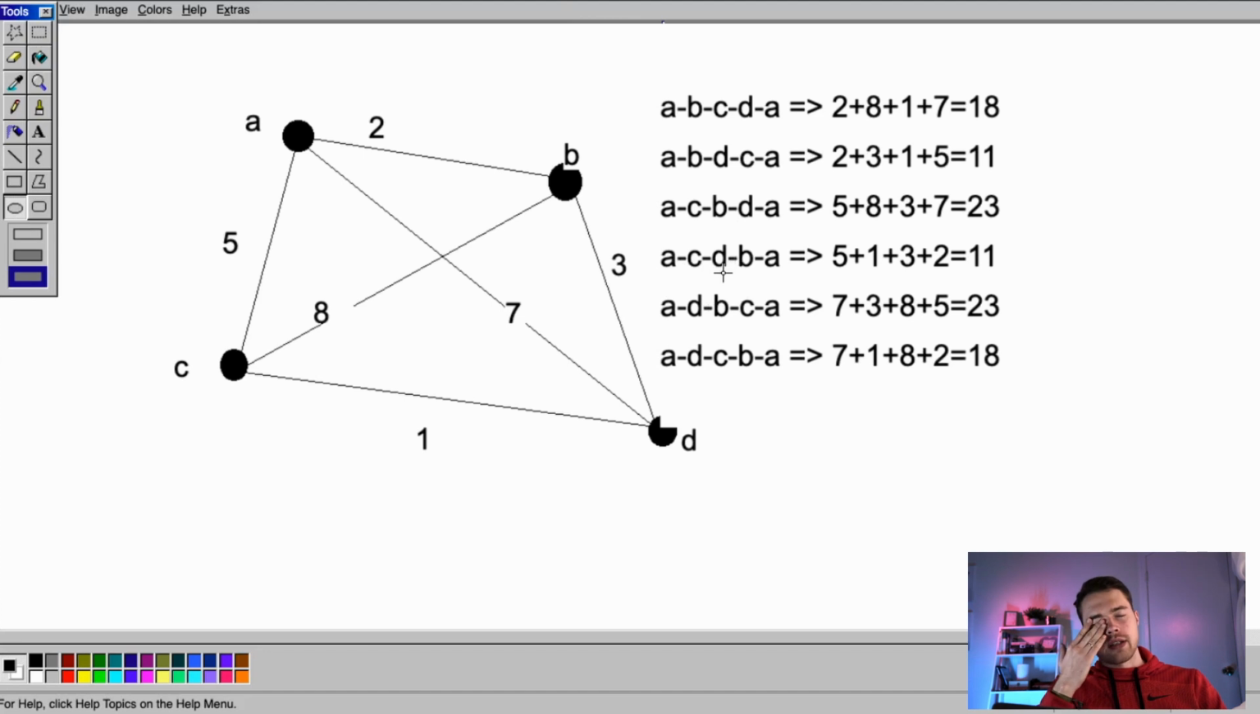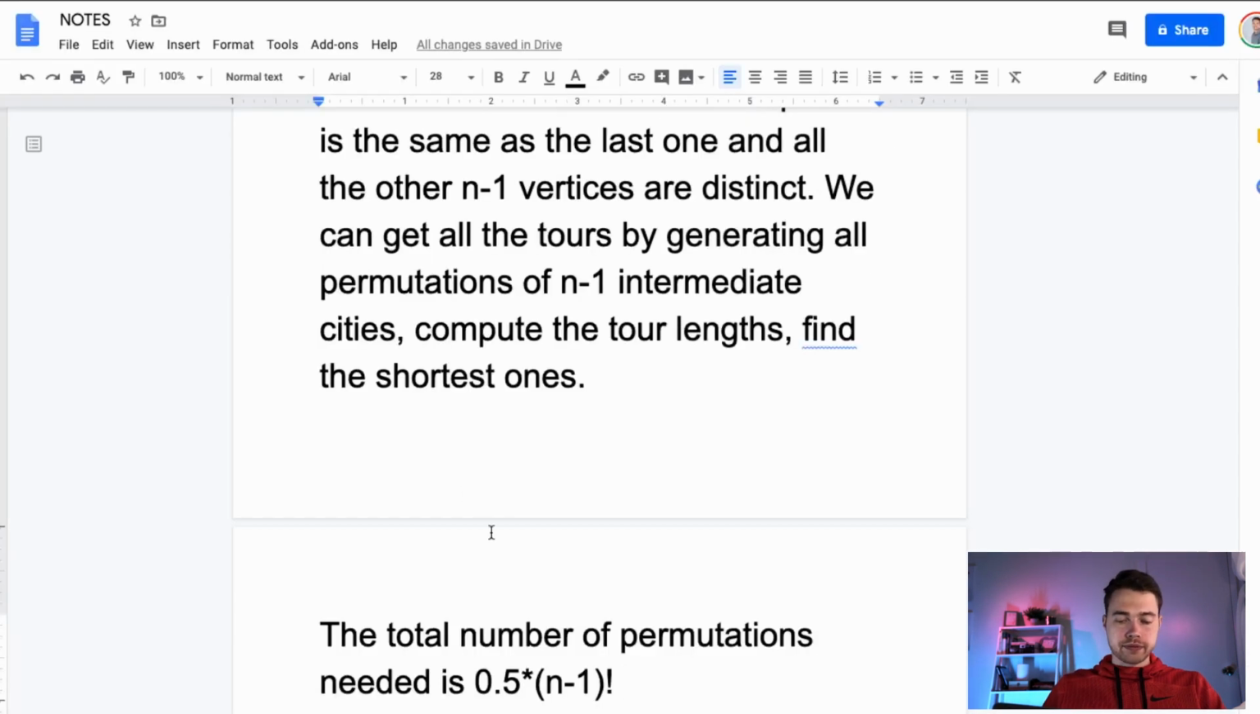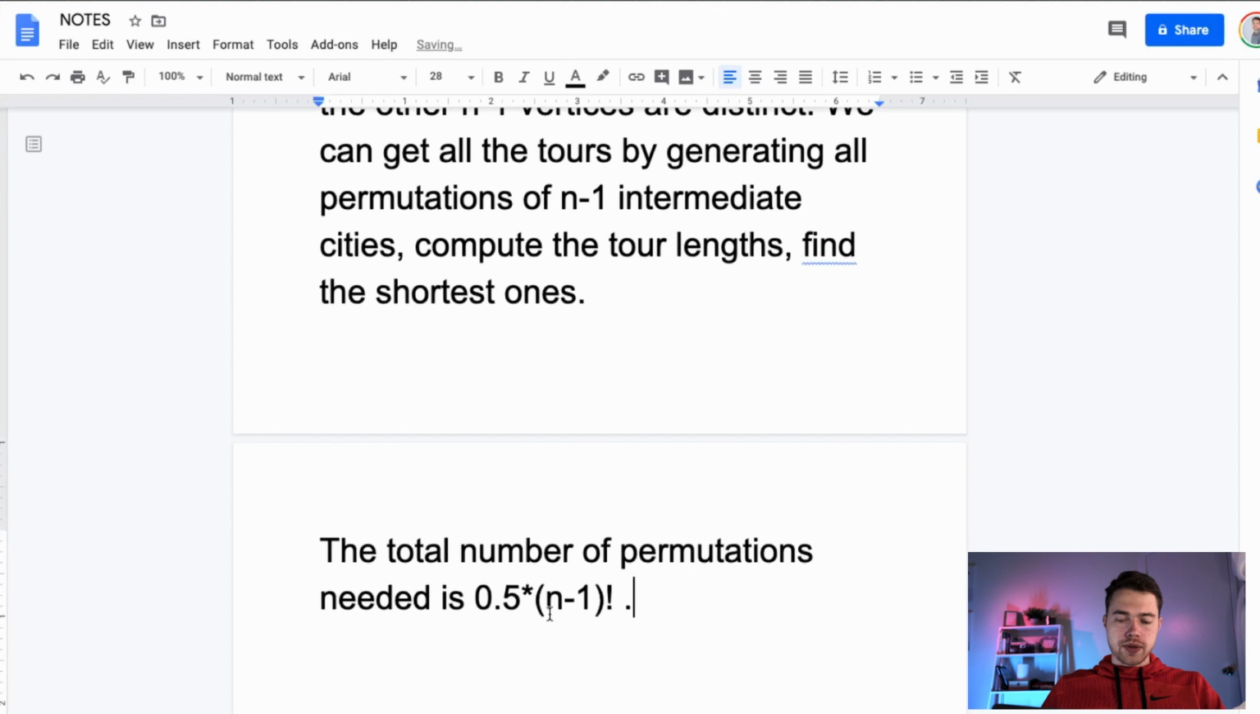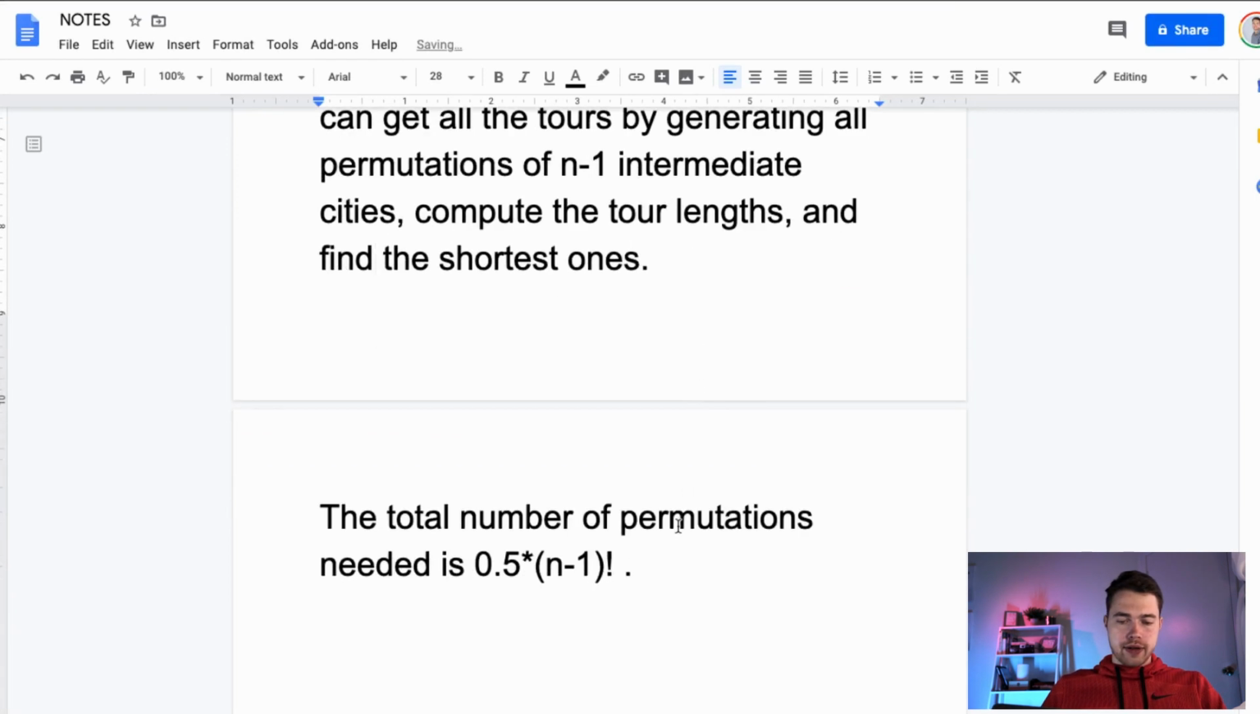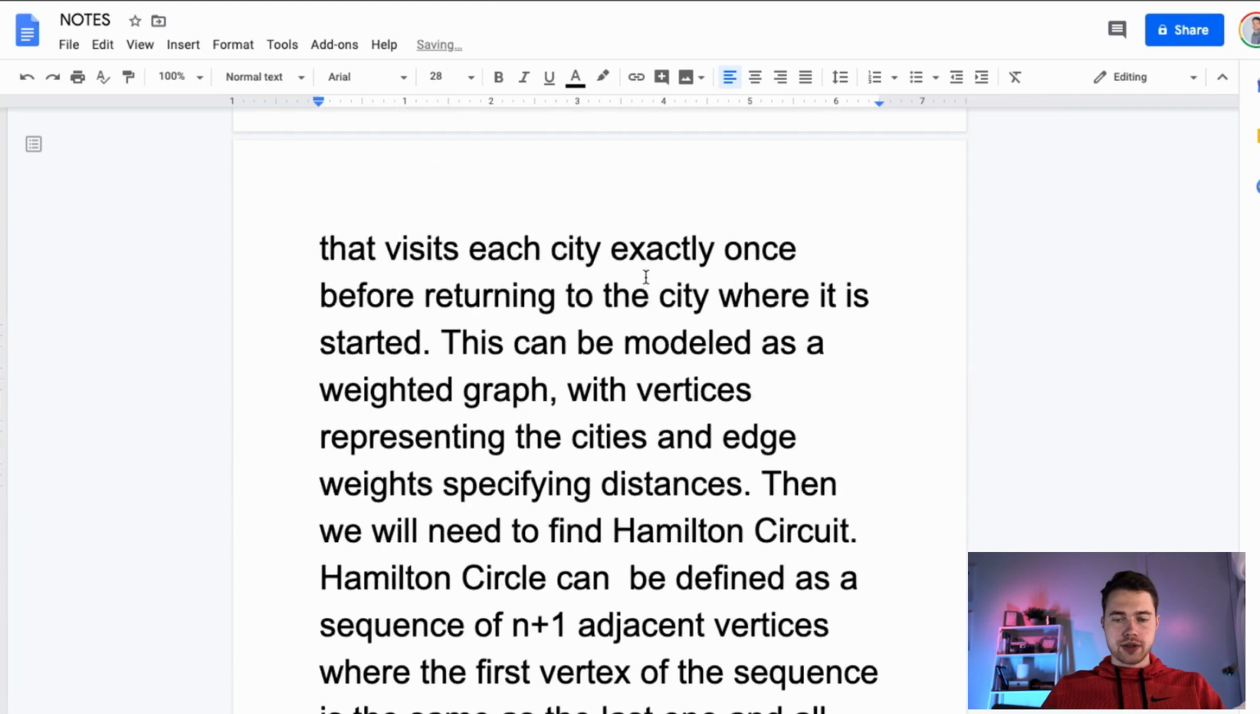I heard somewhere that there was one supercomputer in China and it solved this problem that way, the brute force search, for 80 cities. And it took it 2 years to do that. Not sure if it's true or not, but that's what I heard. So it's (n-1) factorial over 2, basically. That's the idea. So that's exhaustive search.